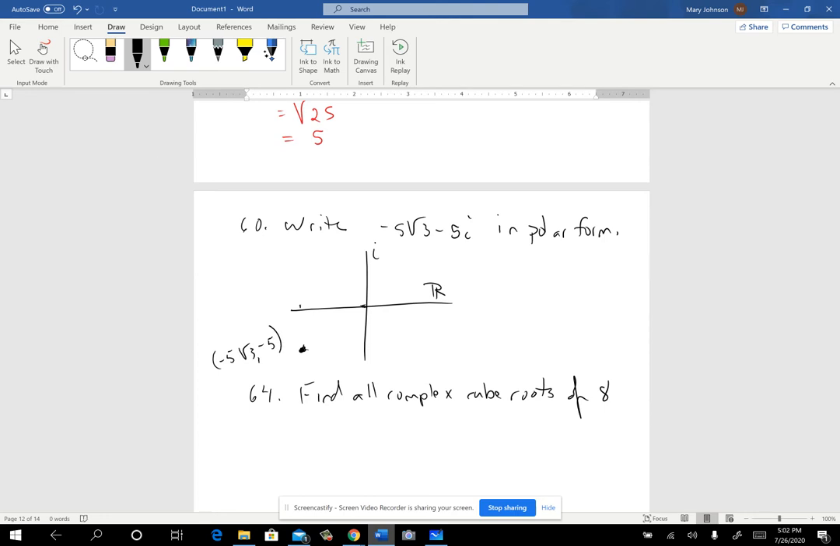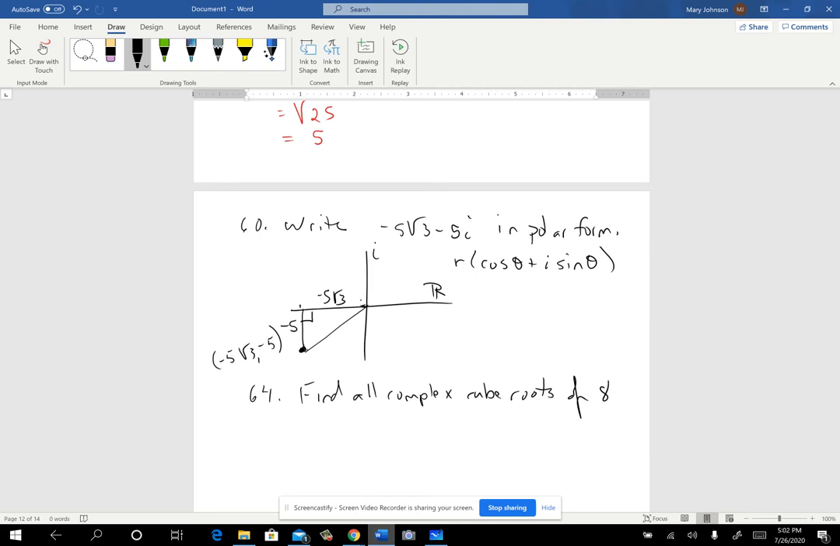And if I want it in polar form, that's when I'm going to do r, and then I'm going to have cosine theta plus i sine theta. So I need the r. So I need to get that triangle drawn in. Okay. And I need to find this piece right here.